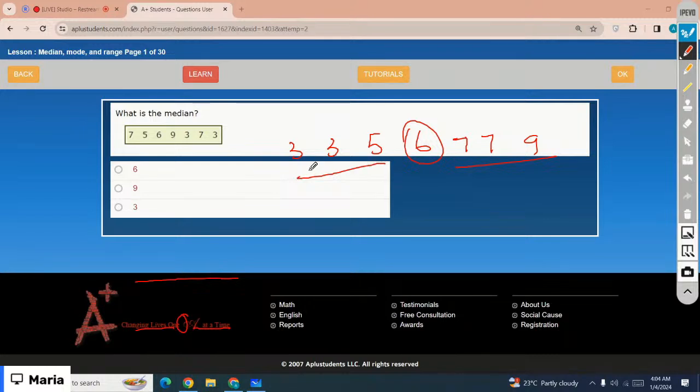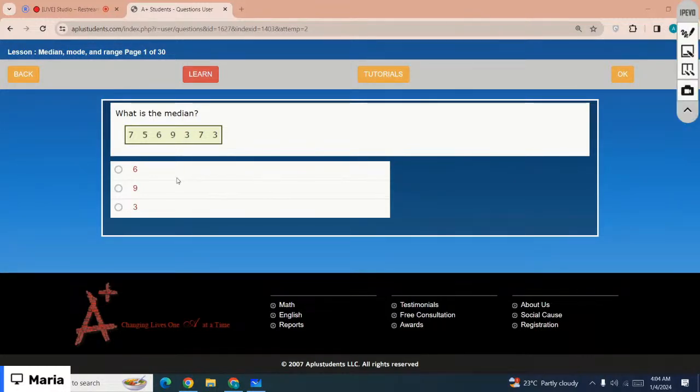Before 6 you have all the numbers that are less than 6, and after 6 you have all the numbers that are greater than 6. Got it? So 6 is the median of the data. The correct option is 6. Got it? 6 is the median.